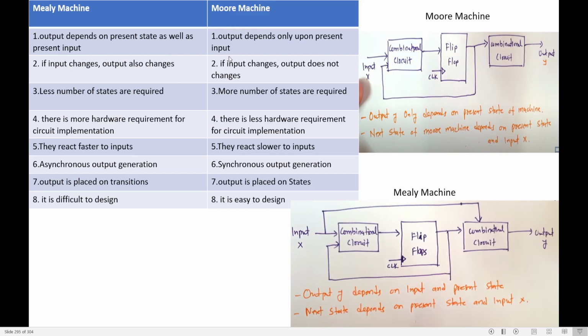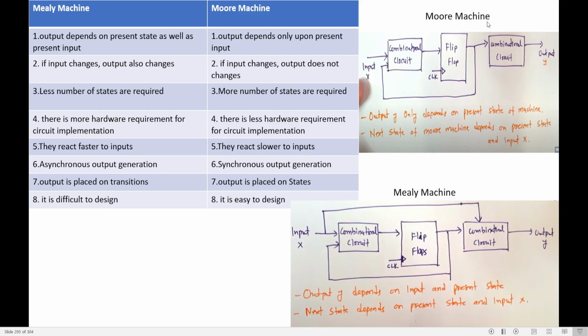In part B, I've seen several question papers asking the difference between Mealy and Moore for a 7 mark question, where you need to write a minimum of 7 points of difference between Mealy and Moore. It's a very easy one. Let us start with it.